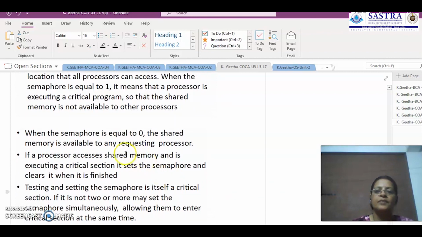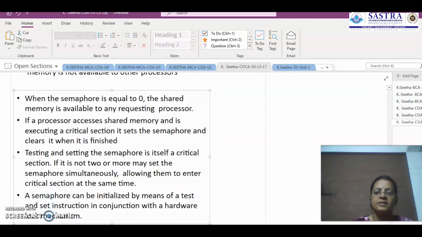When the semaphore value is equal to 0, the shared memory is available to any requesting processor. If the processor accesses the shared memory, it means that it is executing the critical section, and in that case it will set the semaphore to indicate that it is making use of that particular portion, and then it will release that setting after completion. Usually the other processor who is waiting for the resource will check for availability by testing and setting the semaphore value before entering and exiting the critical section.